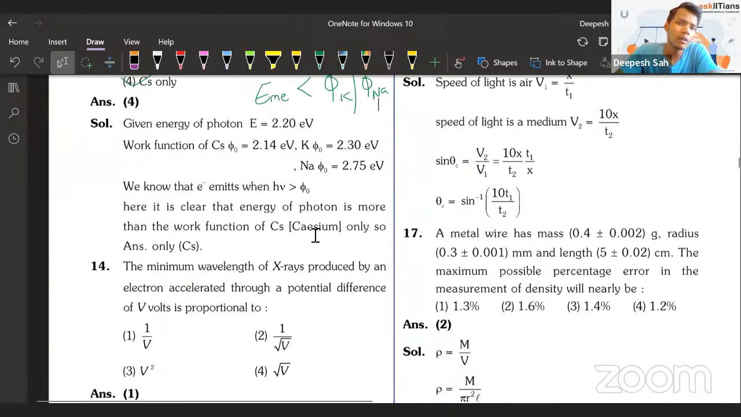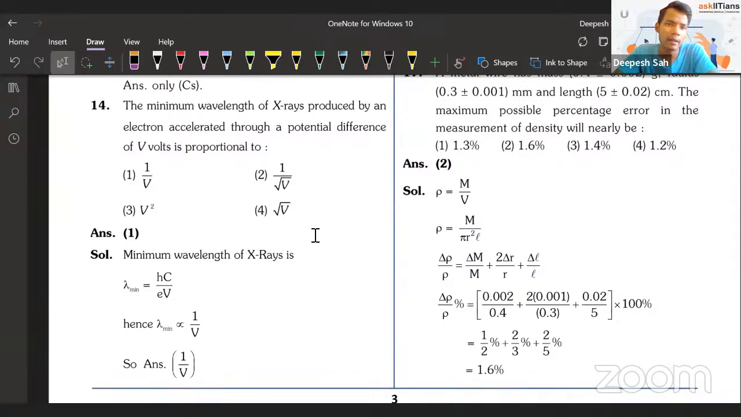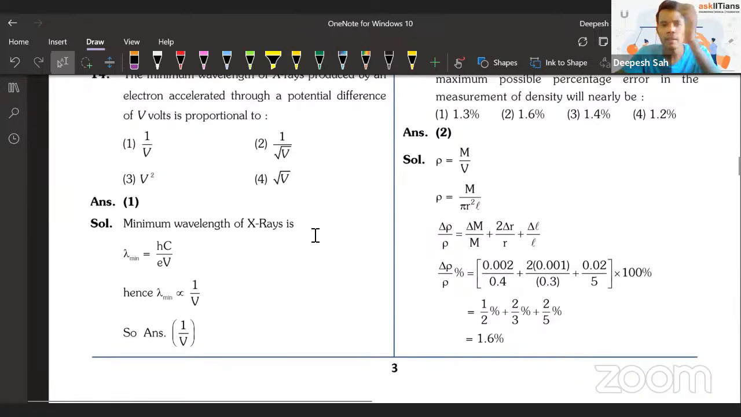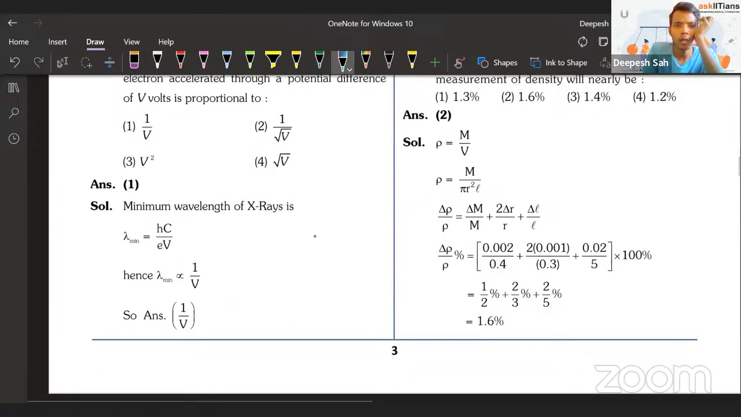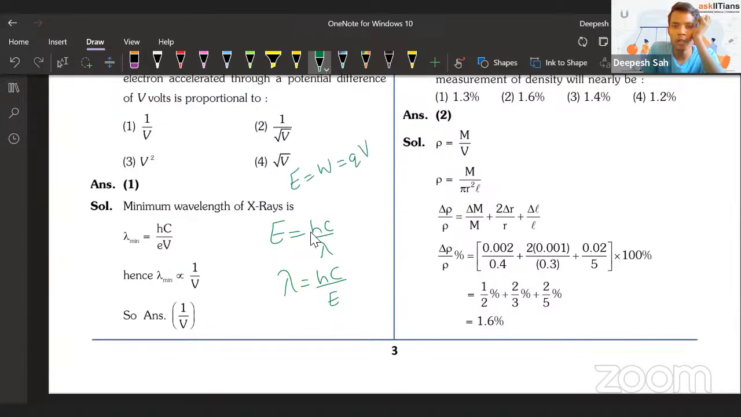Question 14. The minimum wavelength of X-rays produced by an electron accelerated through a potential difference of V volts is. Okay, this is a good one. The formula for wavelength: we all know that energy is equal to hc by lambda, so lambda can be written as hc by E. Now energy is work done, which is equal to charge times potential, and if the charge is an electron, it will be eV. So I can replace the value of energy by eV. Now you can clearly see that the wavelength and potential are inversely proportional.